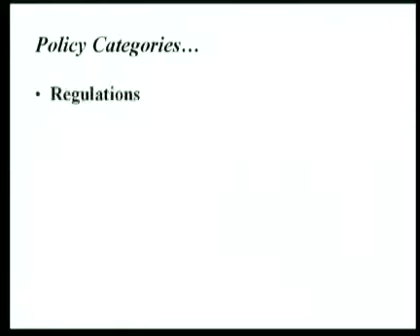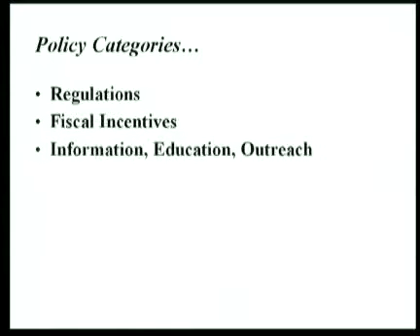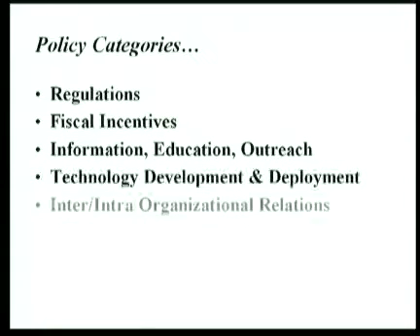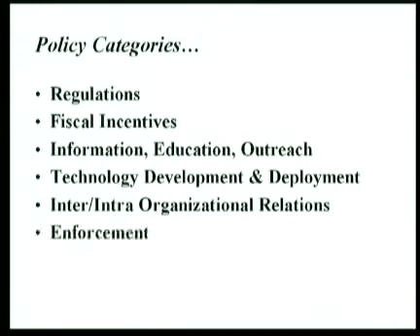Policy categories, again, these are ones I mentioned in the previous lecture, but I want to highlight them again. Regulations, fiscal incentives, information, education, outreach, technology development and deployment, intergovernmental relations, and enforcement. Now, these are your controls. These are actions, if you will, that you can effect to make changes somehow to this social engine characterized by social movement theory to influence those quality of life categories out there.